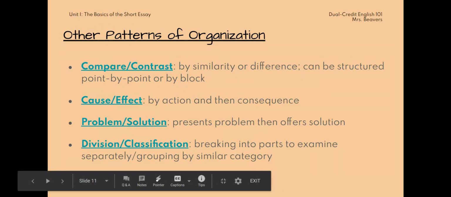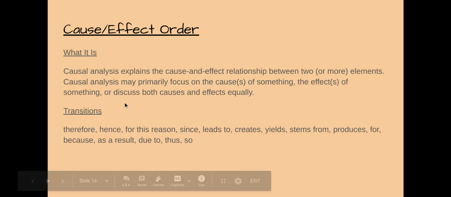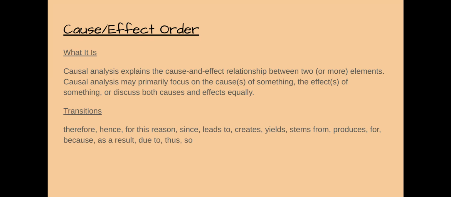The next pattern of organization is cause and effect. So by action and then consequence. So this is also called causal analysis. Causal analysis explains the cause and effect relationship between two or more elements. Causal analysis may primarily focus on the causes of something, the effects of something, or discuss both causes and effects equally.